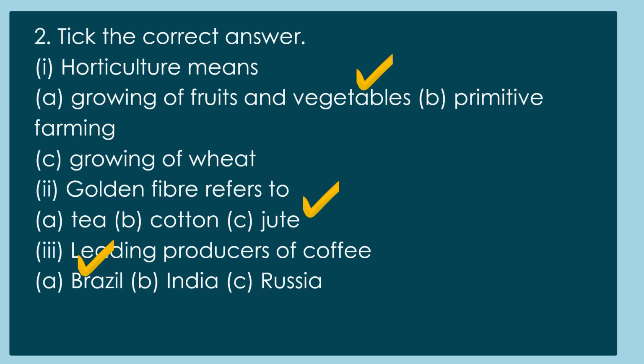Question number 2. Choose the correct answer. First one, horticulture means growing of fruits and vegetables. Golden fiber refers to jute. Leading producer of coffee is Brazil.